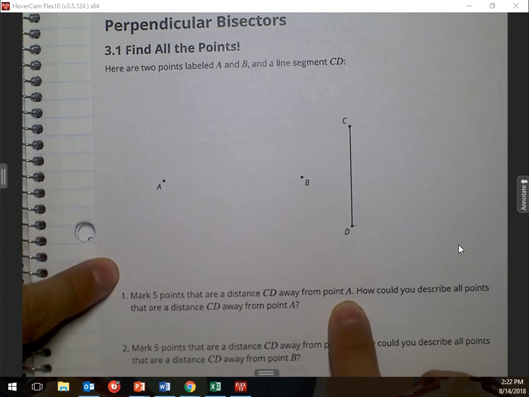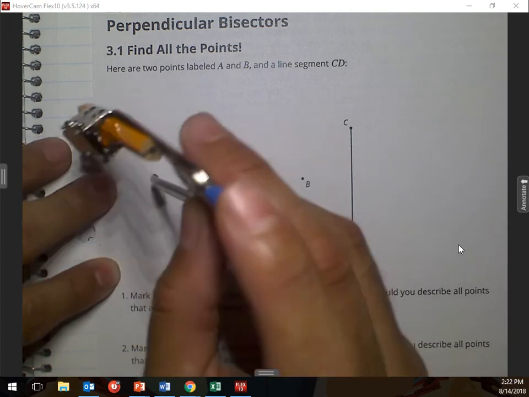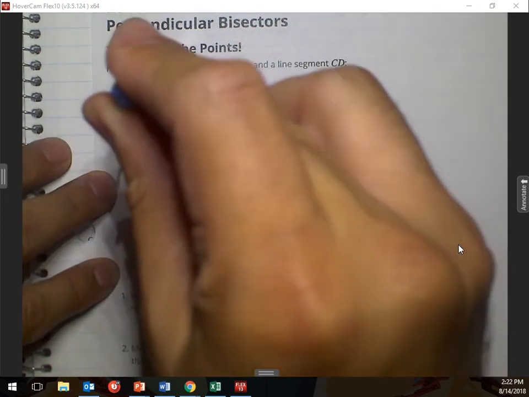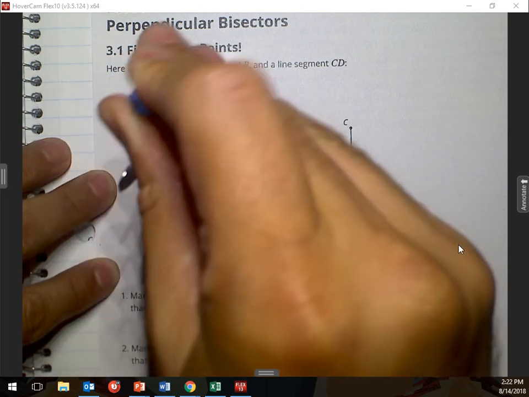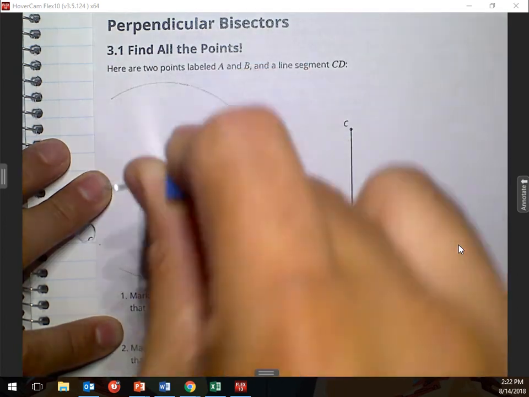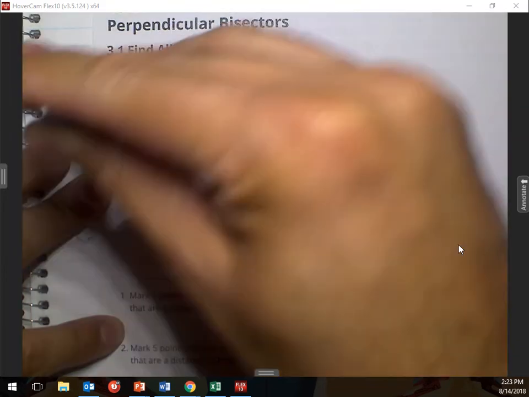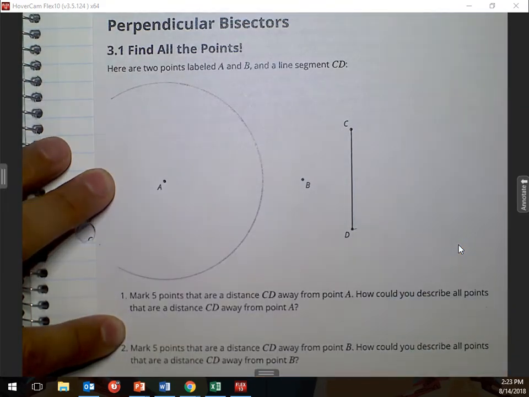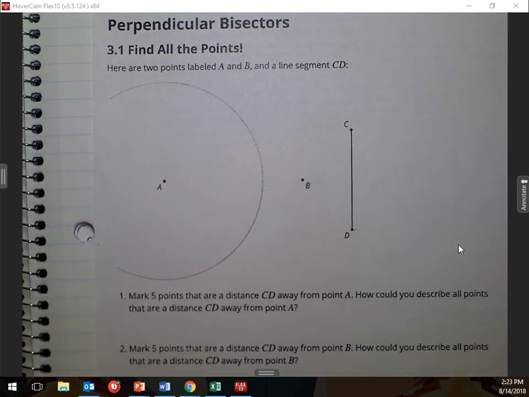So that means if it's from point A, what do I do? Stab A, very good. So make a point somewhere here. It's not getting the whole thing because I only need 5 points, right? So where are those points going to go? On the circle. Those points are going to go on the circle, right? So go ahead and make your 5 points that are on the circle.